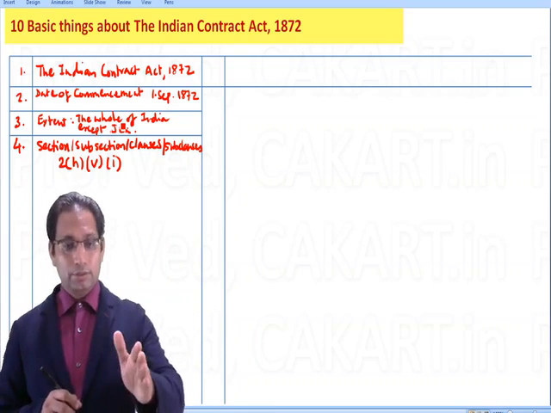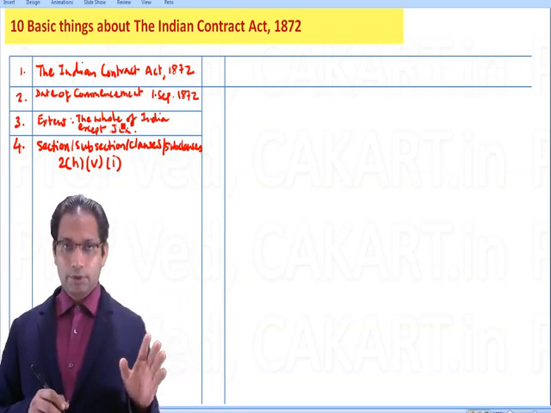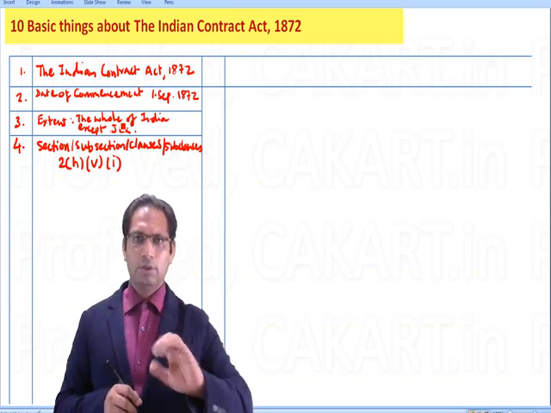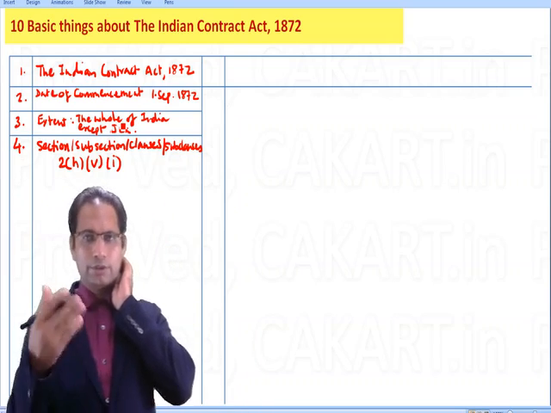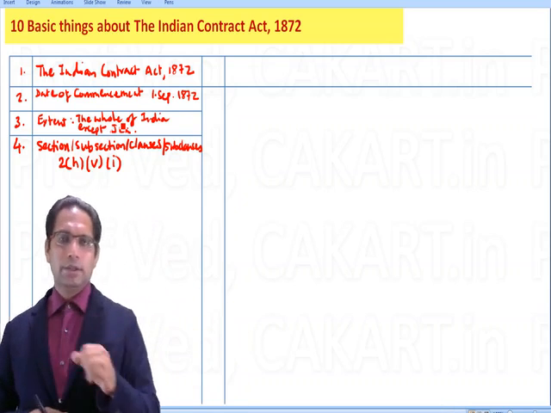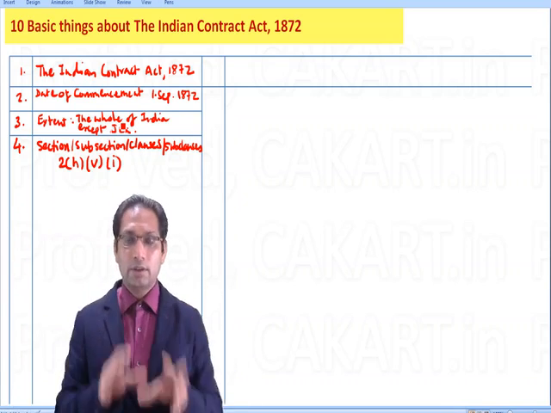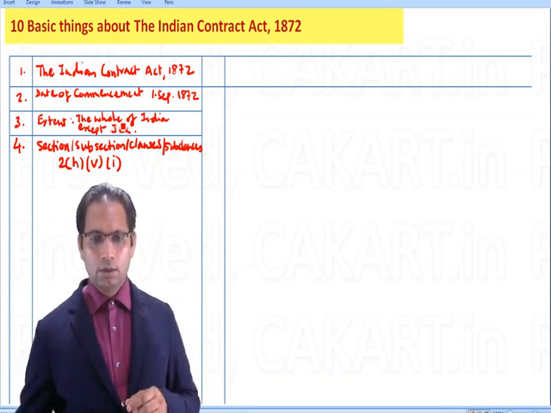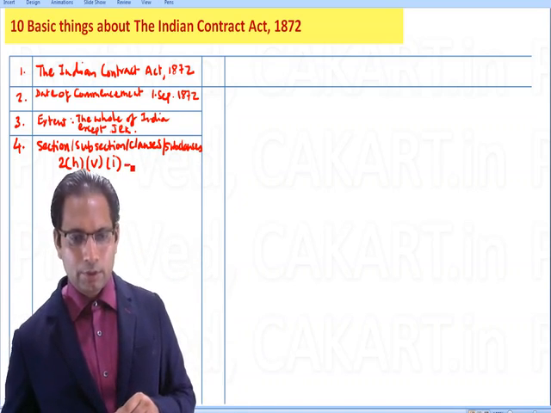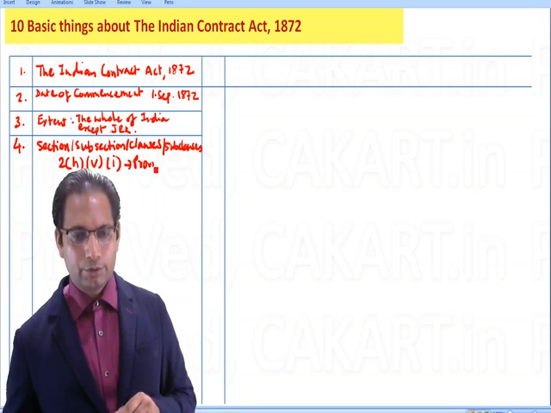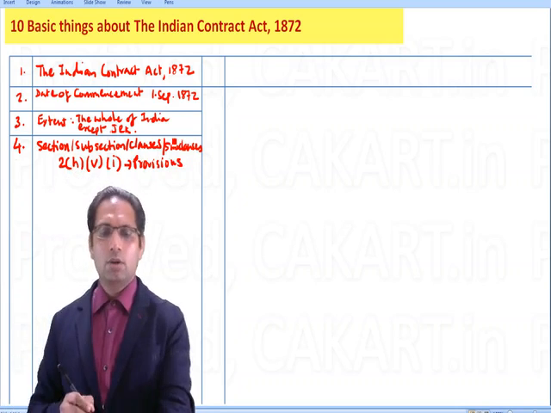Class, it does not exist. I am just giving an example here. Section 2 subsection H only exists. There are no further clauses in that, but I am just giving an example of section, subsection, clauses and subclauses. And what is written under that? Whatever is written under that is called provisions.